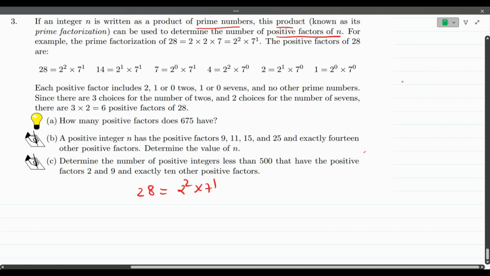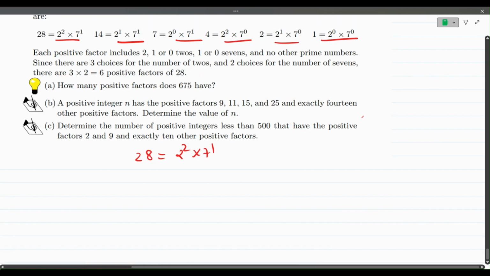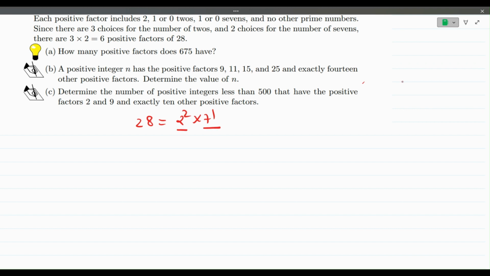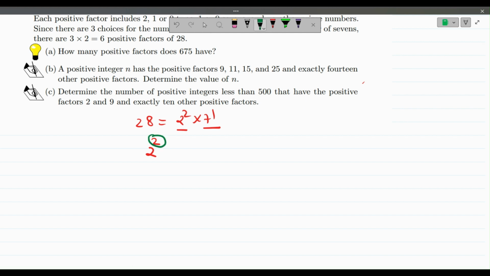So the example is given. How many ways can we write it? The thing we have to consider is just the prime factors and their powers, their exponents. Like this is 2 to the power 2. So if you look at this place, the power of 2 has how many choices? You can write 2 to the power 2 or 2 to the power 1 or 2 to the power 0. All will be factors of 28.